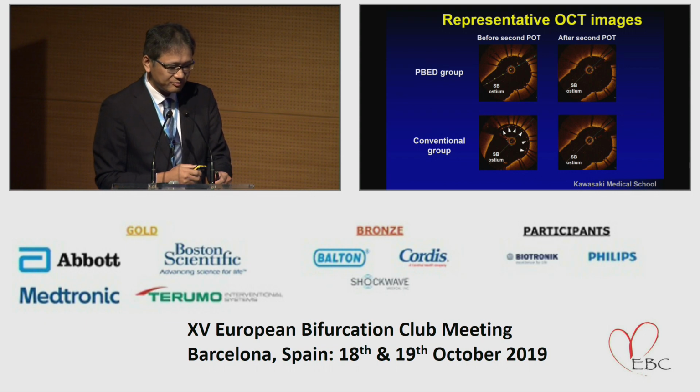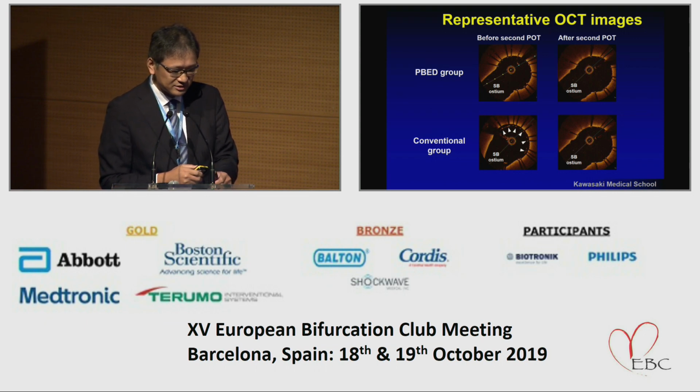This slide shows the representative OCT images. As you can see in the PBED group, the stent struts were well apposed at the opposite side of the side branch ostium, even before the second POT procedure. On the other hand, in the conventional group, you can see the malapposed stent strut at the opposite side of the side branch ostium before the second POT procedure. And of course, after the second POT procedure, these malapposed struts were well apposed to the vessel wall.